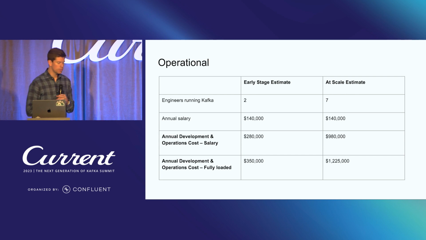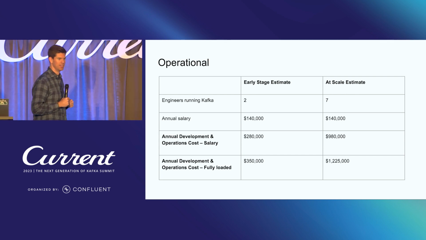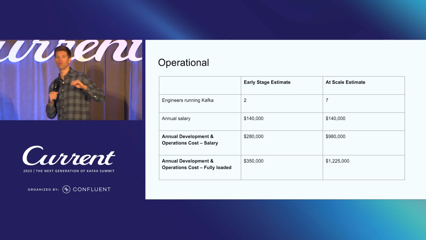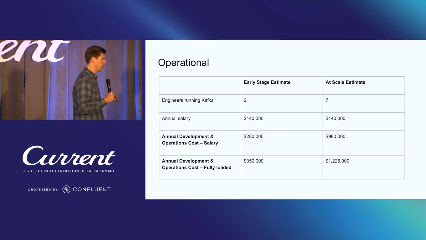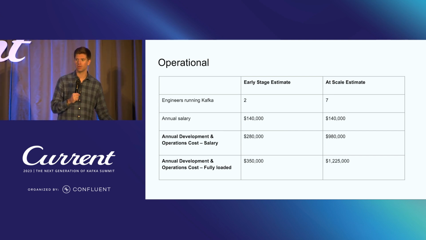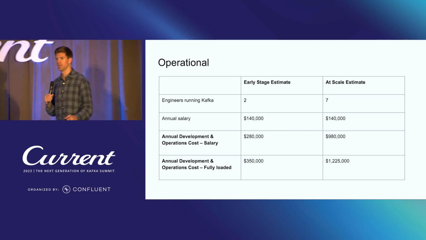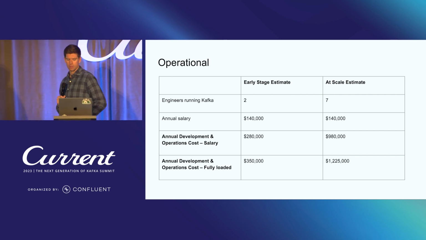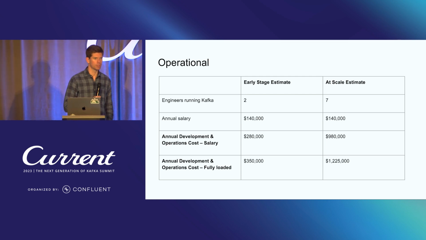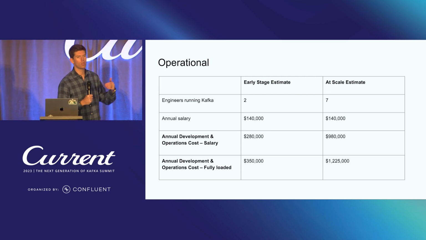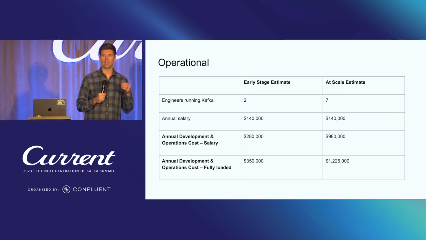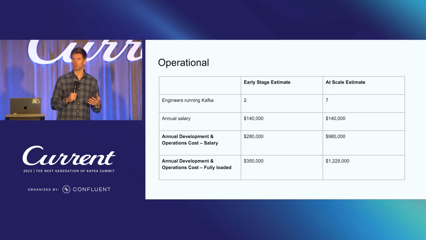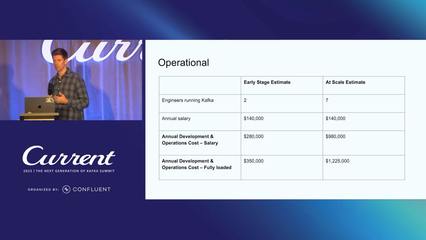All right, this is where things get controversial. Okay, so you're going to have to bear with me. We just moved from the very objective side of how to figure out your Kafka costs to the somewhat subjective side. All right, so these are the operational costs. And I'm going to make a bunch of assumptions. The total cost of ownership of a Kafka cluster cannot just be the infrastructure costs. It has to also include the operational costs of your cluster as well.